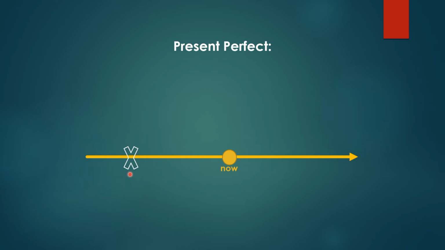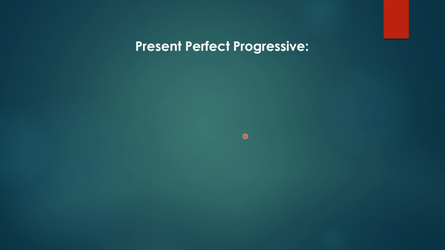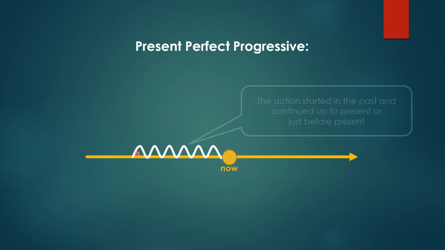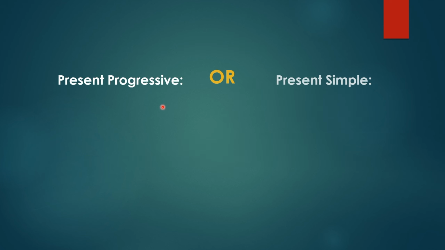Well, present perfect. As we know, present perfect happens in the past, but there is a link to now. This link can be an adverb, like today, this month, this week, a result, a change, or an experience. And finally, the present perfect progressive specifies the action that continued from past to now. The action started in the past and continued up to present or just before present.